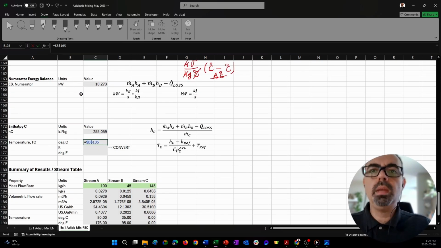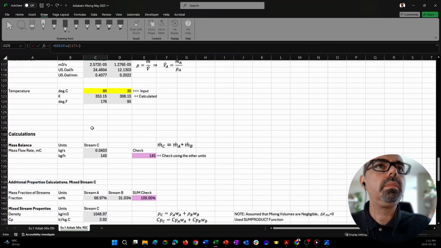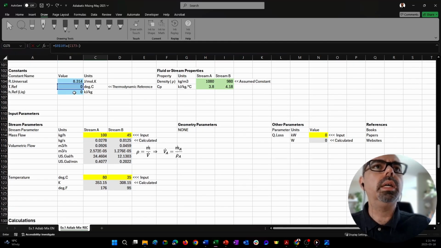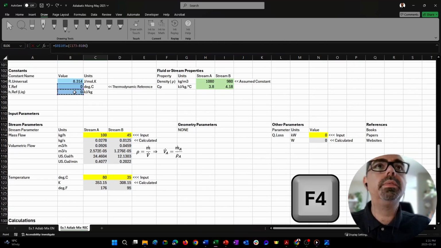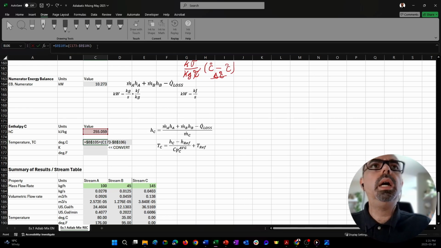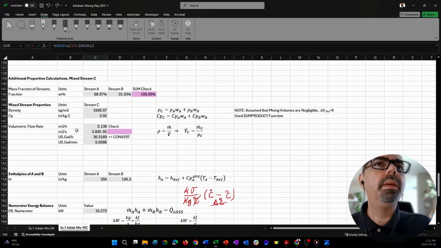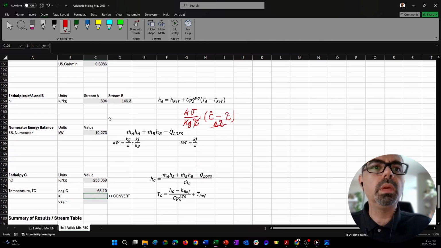F4 plus. I'm going to open a bracket here for the numerator. It's going to be HC minus HREF. I go up and I find HREF again, and I fix it again, F4. And then I divide this bracket by the CP average of C that we calculated before. CP of stream C, which is here. This one. And that's the temperature.